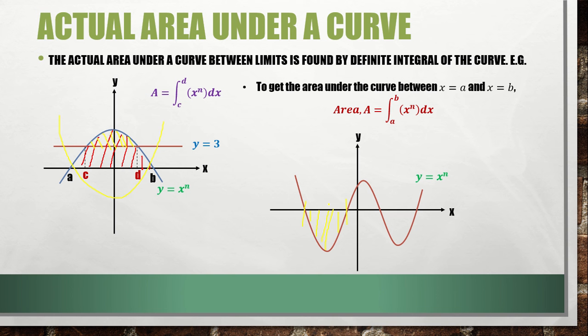You'll get a negative answer because it is lying below the axis, and below the axis you have negative values. So don't be surprised when you get negative values, because it's just like that. You have to get negative values. But because area can never be negative, you'll substitute it with a positive value.